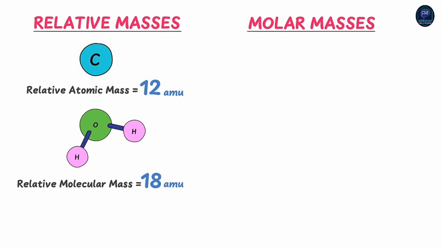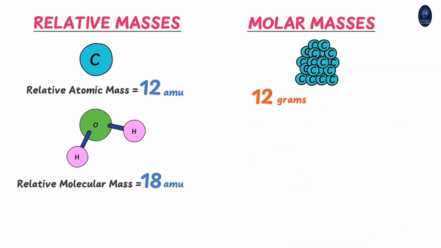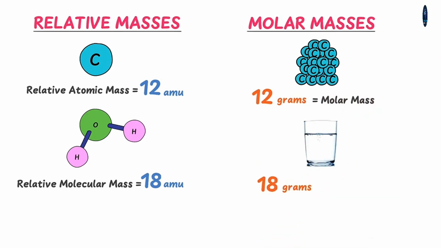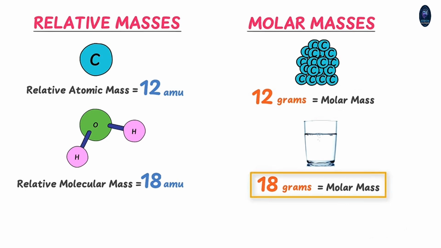In the previous video, we learned all about the molar masses. Now if we take 12 grams of carbon, it is known as the molar mass of carbon. Similarly, if we take 18 grams of water, it is also known as the molar mass of water. Remember that we can touch and do chemistry with 12 grams of carbon. Also, we can touch or do chemistry with 18 grams of water. Thus, remember that there is a huge difference between 12 atomic mass units of carbon and 12 grams of carbon.